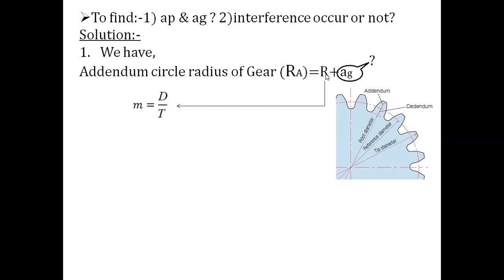So first we will find the radius with the help of this module formula. Second, in this, T is given as 80 in the data. Module is given as 8 mm in the data. So we can find D with the help of that. Radius is half of the D. Okay. Now path of approach.